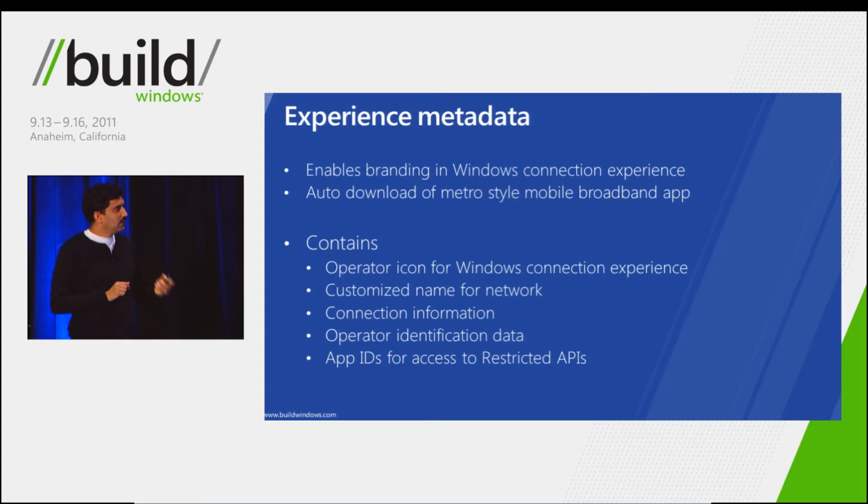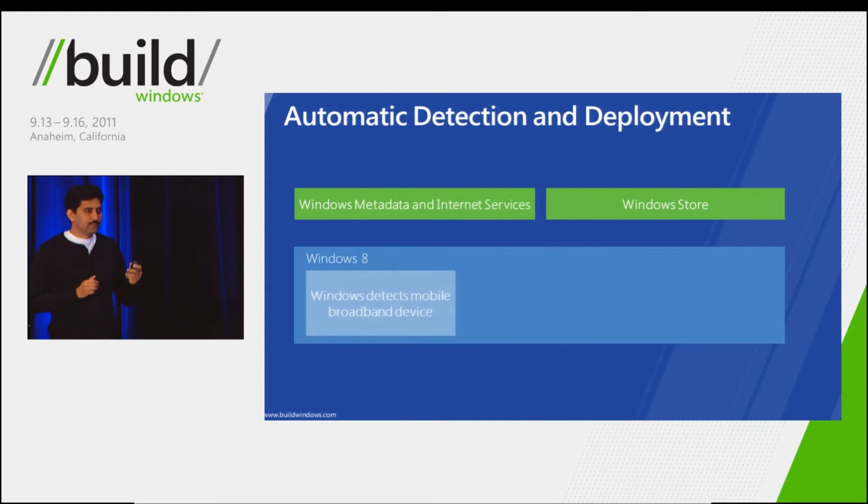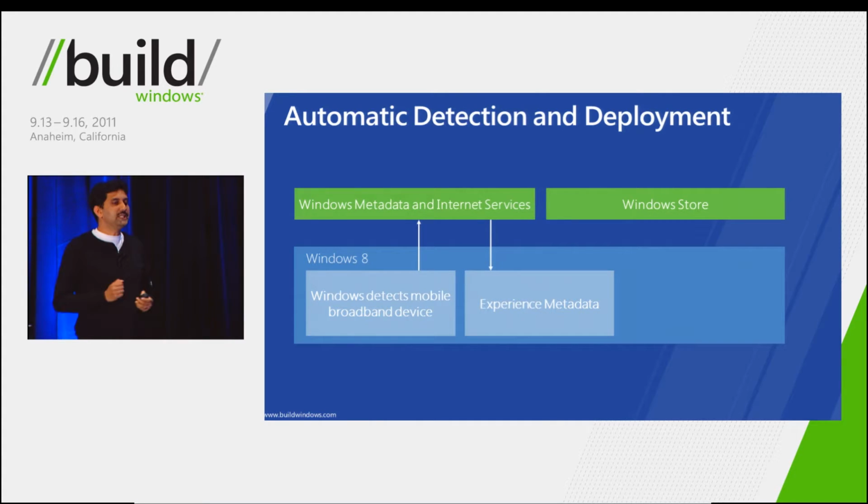So let's look at how this automatic detection and download of metadata works. Whenever Windows detects a mobile broadband device, Windows will identify the operator associated with that device using the IMSI ranges, SIM-ICC ranges, and it will provide that information to Windows metadata and internet services. This is the cloud service stored on the internet. And once that service gets the data, it will find the appropriate package and provide that package to Windows. And Windows will have your experience metadata.